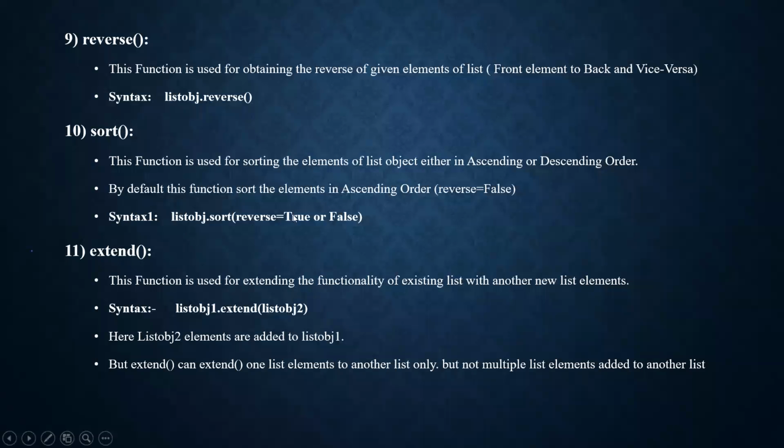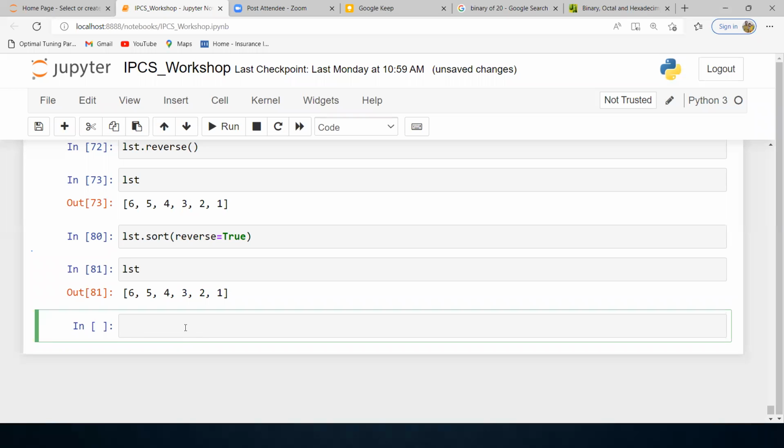Okay. Now, if I go for next, next is nothing but extend. This function is used for extending the functionality of an existing list with another list, another new list element. For example, list obj1 dot extend of list obj2. Okay, let's go for this.